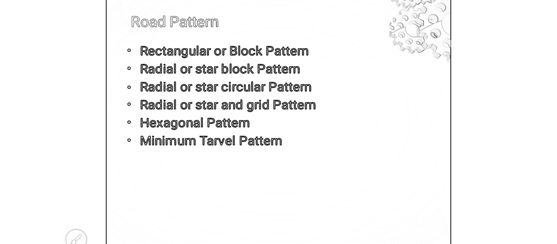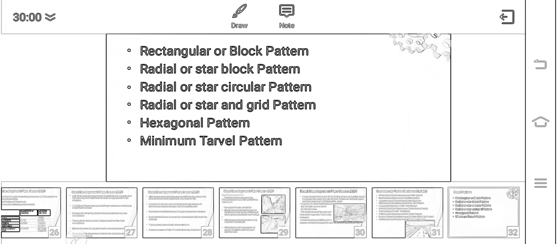Among various patterns, the following are popularly being used: rectangular or block pattern, radial or star and block pattern, radial or star and circular pattern, radial or star and grid pattern. This is being used by the Nagpur Road Plan period for classification of roads. Hexagonal pattern, minimum travel pattern, or any other suitable pattern may also be selected and adopted, depending upon the judicious choice by the engineers.